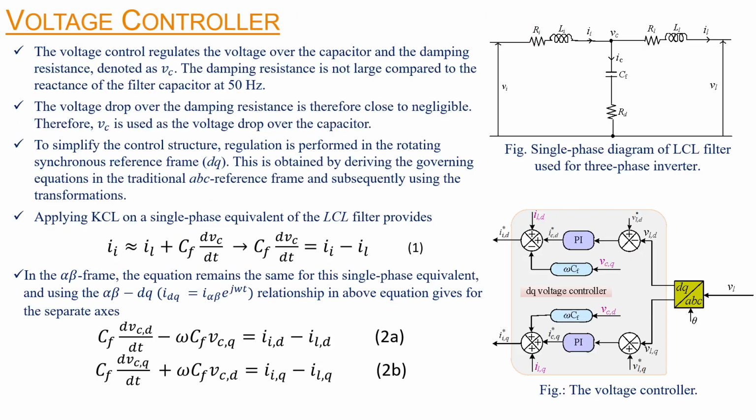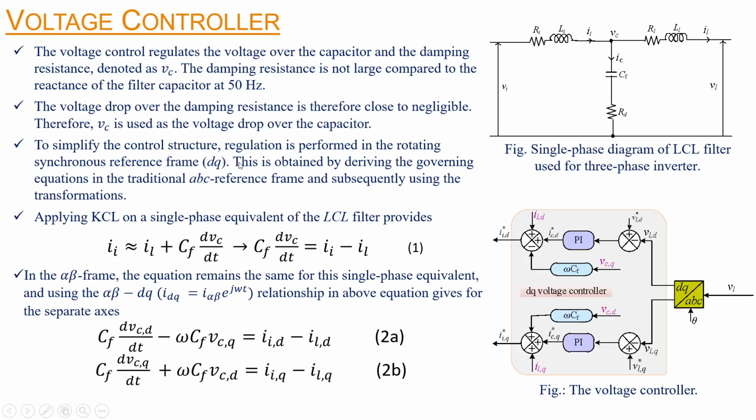So first we have the voltage controller, and this voltage controller regulates the voltage over the capacitor and the damping resistance that we denote as VC. The damping resistance is not large compared to the reactance of the filter capacitor at 50 Hz. So VC is used as the voltage drop over the capacitor, and we neglect the voltage drop over the damping resistance.